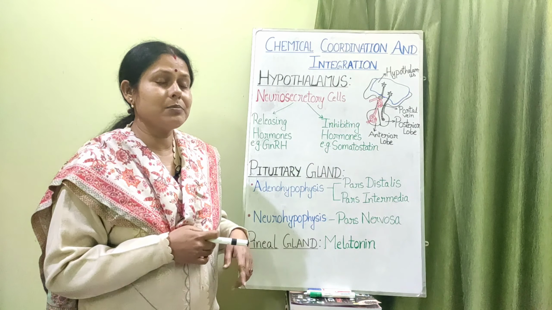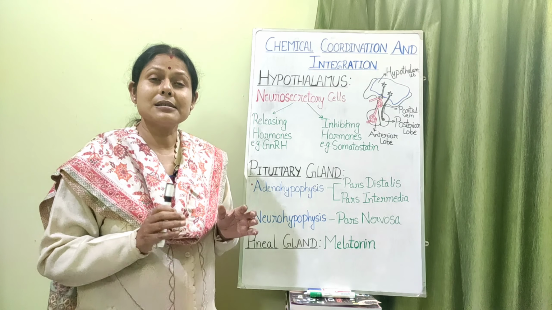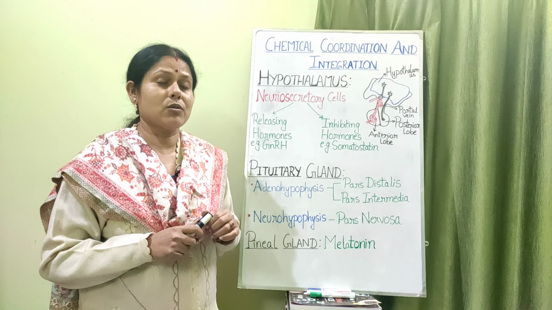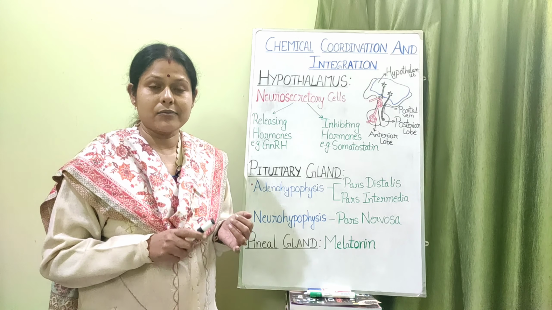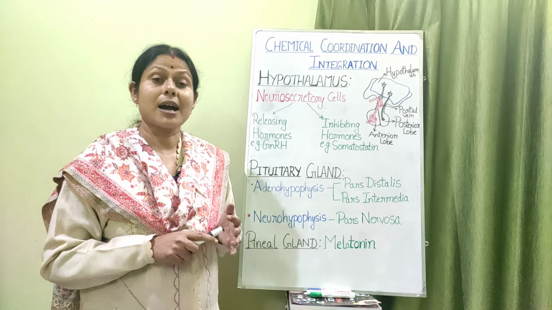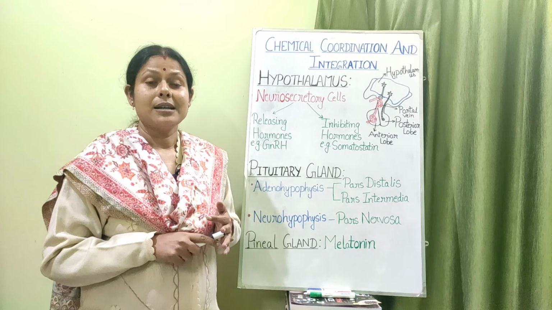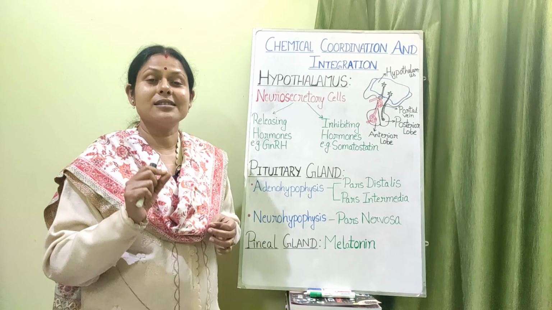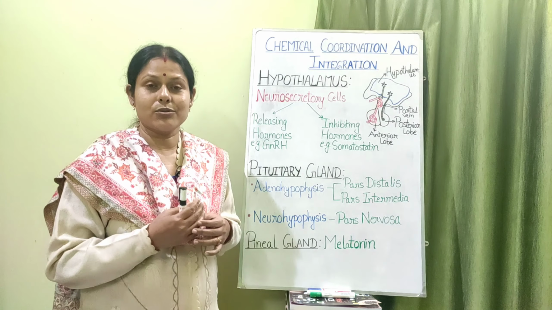Now this anterior pituitary lobe is secreting six trophic hormones. Now what are those hormones? Growth hormone, of course, which we have discussed. Besides the growth hormone, it secretes the thyroid stimulating hormone, TSH, which is stimulating the thyroid gland to release the thyroxine hormone or the calcitonin hormone.